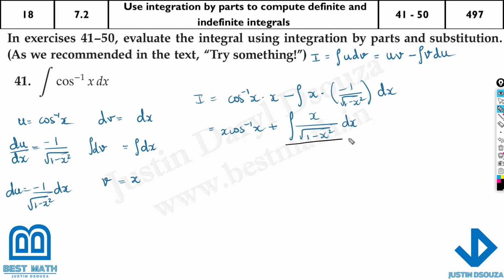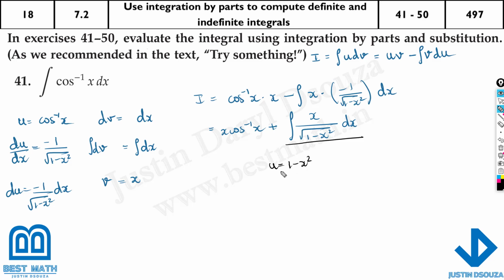Now this part is what I'm solving for. Here I will be doing u substitution for the complicated term. Inside the square root, if I have u, it's easy to solve. So I'll just say u is equal to 1 minus x squared.